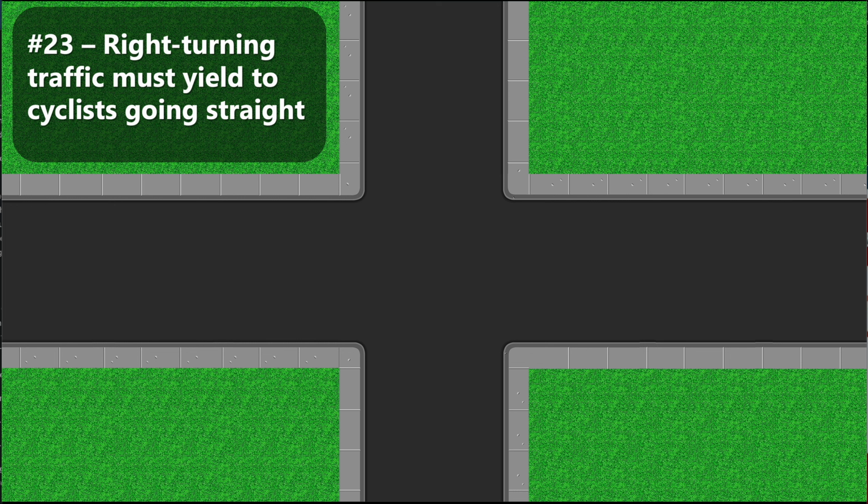And here, 23 should be the last one. Right turning traffic must yield to cyclists going straight. In this case, if you know you have a cyclist there, they may need to wait. The cyclist going straight, you have to yield to the cyclist in this scenario. Hopefully you, as an examiner, are keeping an eye on them as well, because we're all supposed to keep an eye on the world around us and try to make predictions before the applicant gets into trouble.